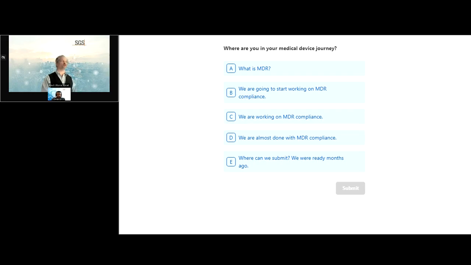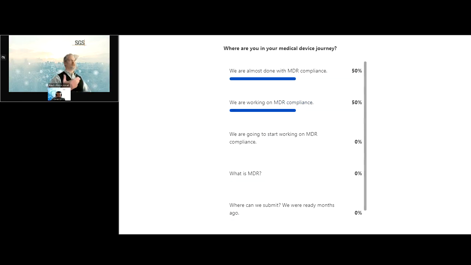And I want to start the first one with trying to understand where everybody is in their medical device journey. So the first questions are up, and it is essentially, where are you in your medical device journey? Ranging from, I'm completely new at this, I just want to understand what is the MDR, to I kind of know what it is, we're going to start working soon, we're working on it, we're almost done with it, and I've been done for a while, when can I get on your I want to work on this list? So why doesn't everybody go ahead and start filling in where you are at?